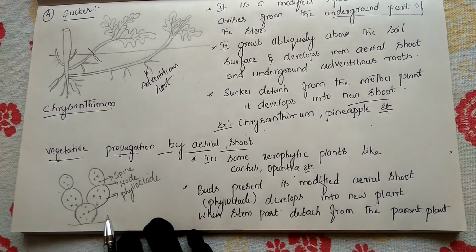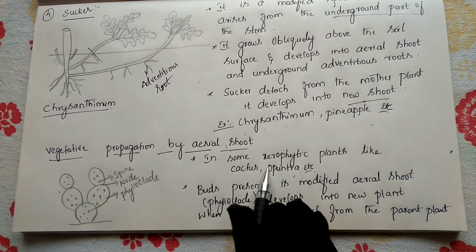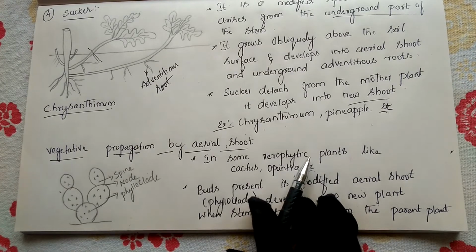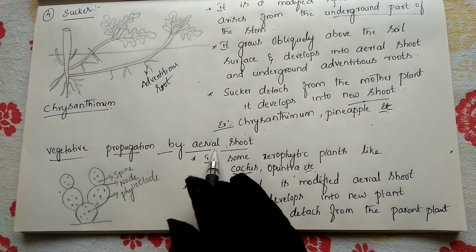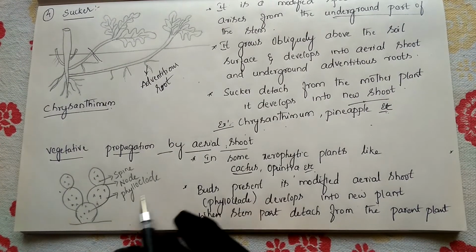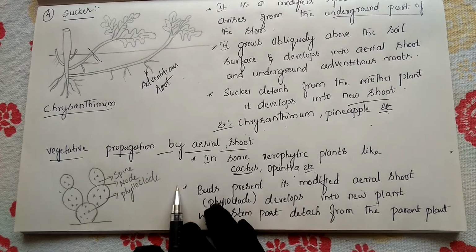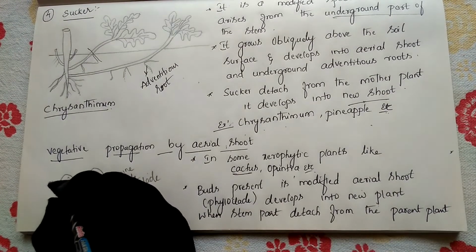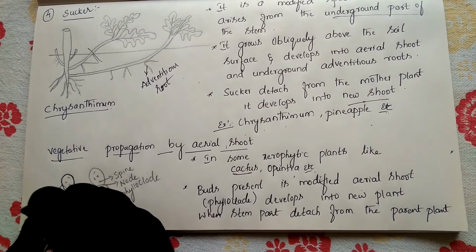Cactus grows in xerophytic conditions, very less water. Examples are Opuntia, cactus, and acacia. These are plants that grow in xerophytic conditions. So we have taken the cactus as an example to explain the aerial shoot here. This cactus produces a bud. Which is the bud here? This is the bud. These plants produce buds.